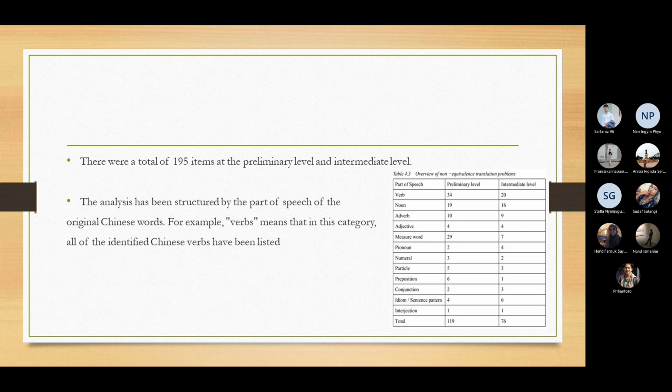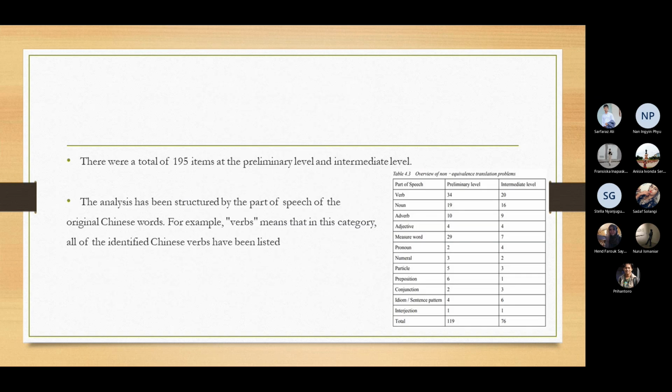In this way, the series goes on: noun, verb, pronoun. So in total, at the end, when we see the total at preliminary level, we see that 119 non-equivalence translation problems are found, whereas at the intermediate level, 76.